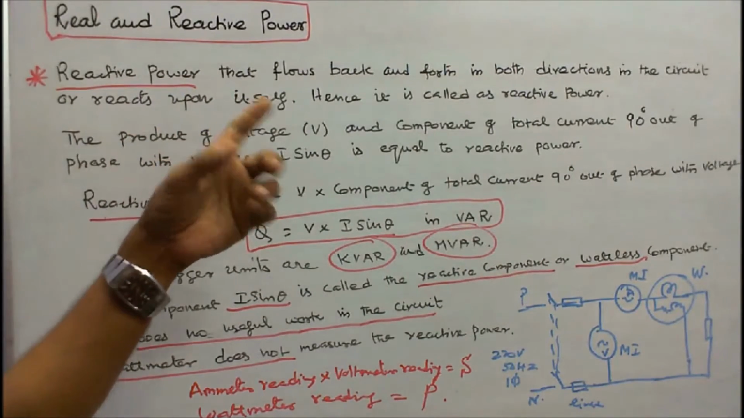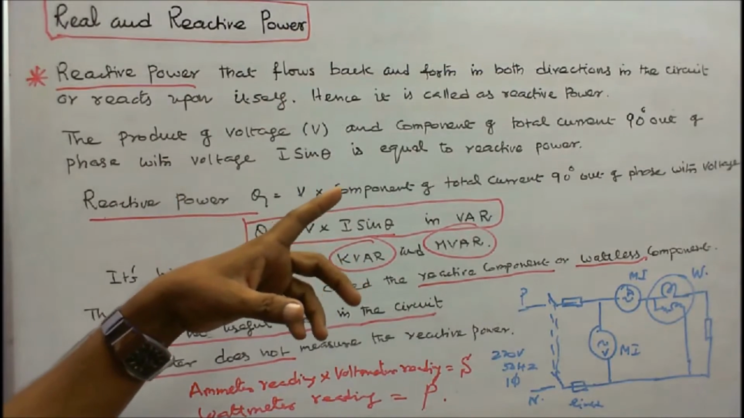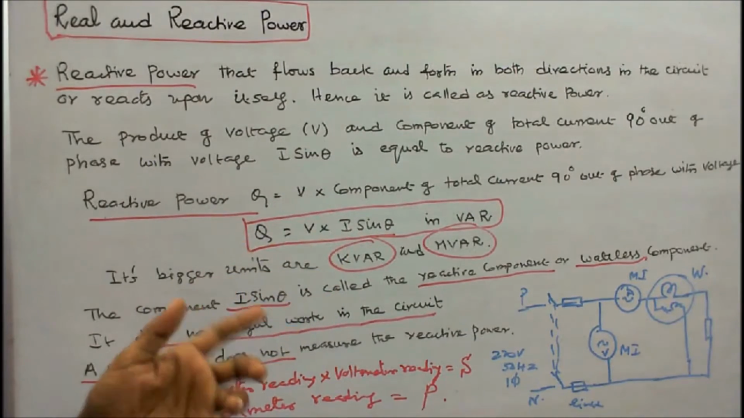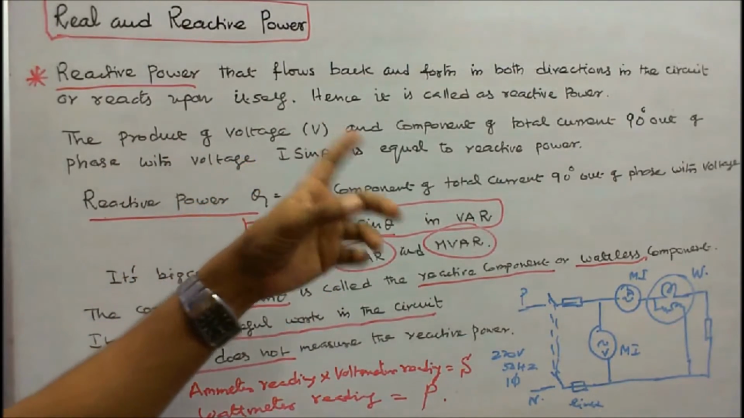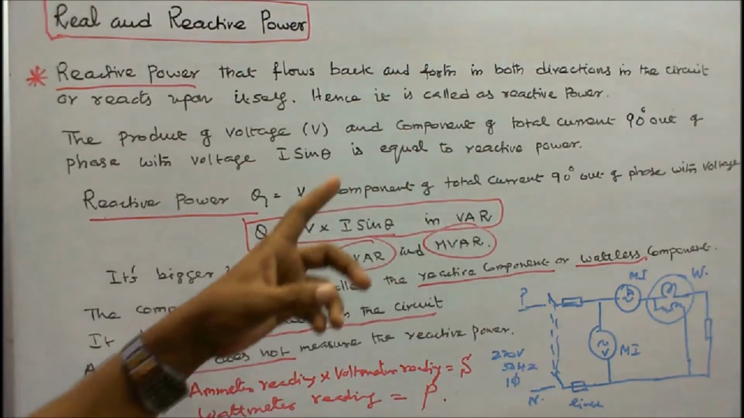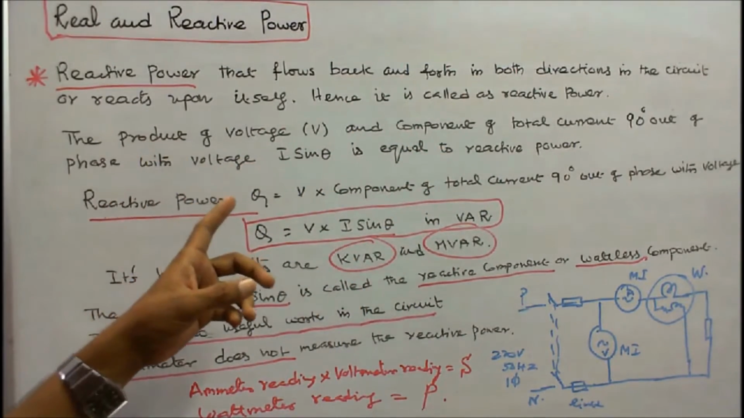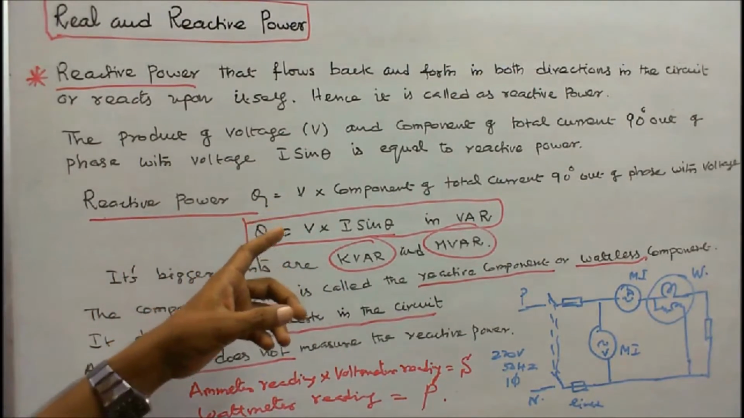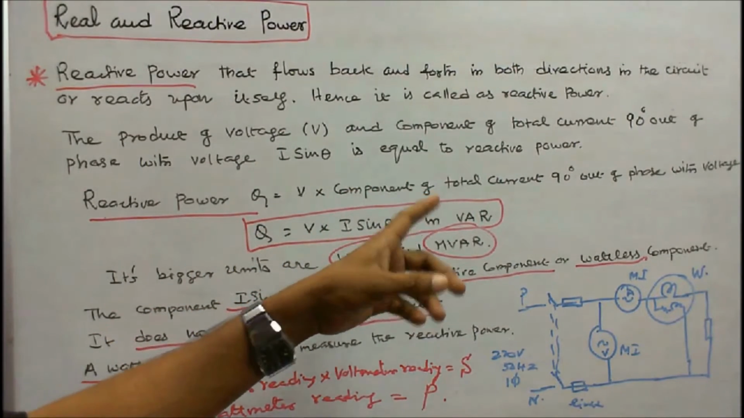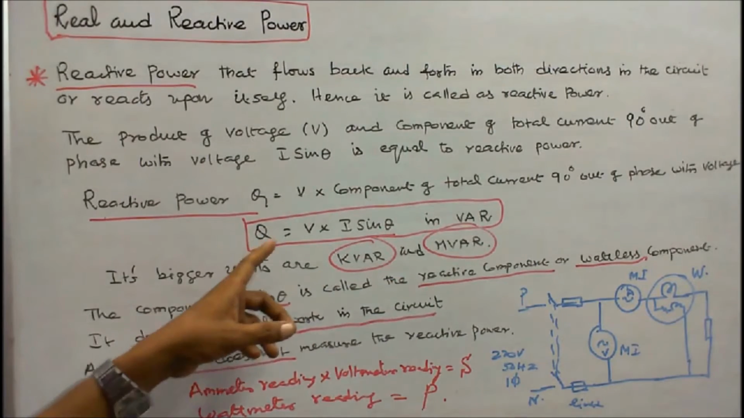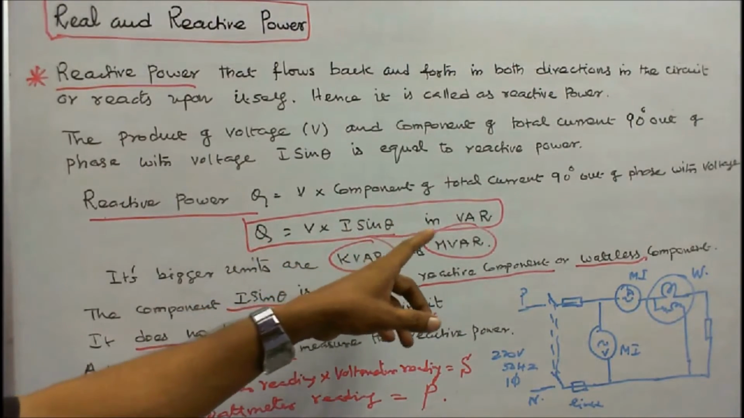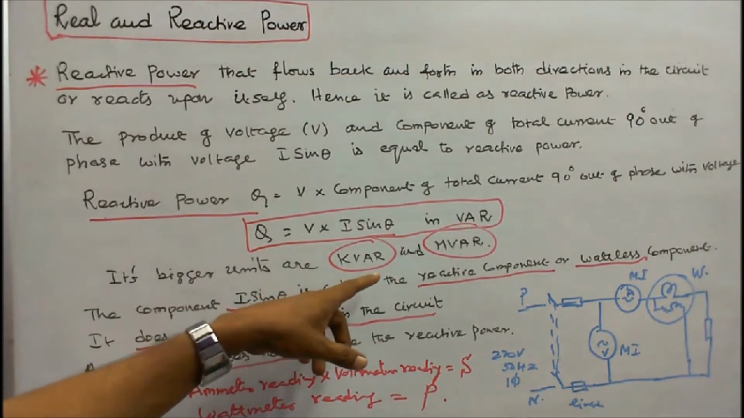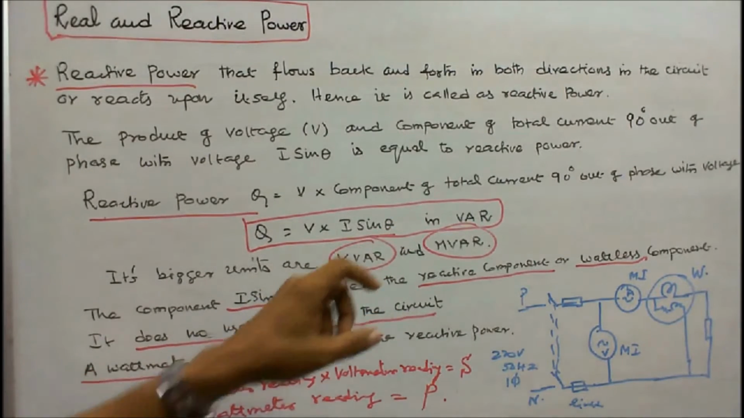Reactive power flows back and forth in both directions in the circuit or reacts upon itself, hence it is called reactive power. The product of voltage and the component of total current 90 degrees out of phase with the voltage, I sin theta, is equal to reactive power. Reactive power Q is equal to voltage into the component of total current 90 degrees out of phase with the voltage. Q is equal to V into I into sin theta, in volt ampere reactive, VAR. Its bigger units are kilovolt ampere reactive and megavolt ampere reactive.